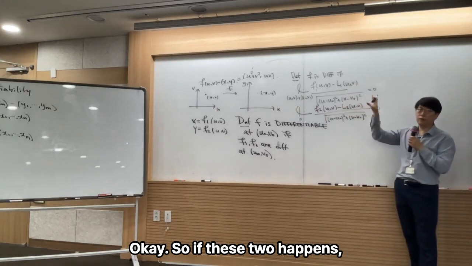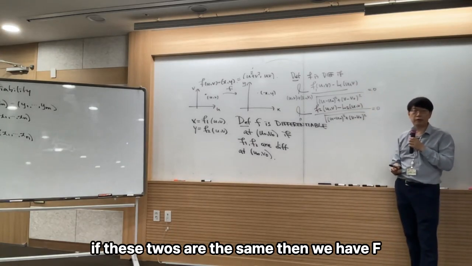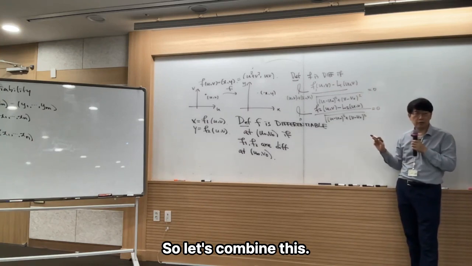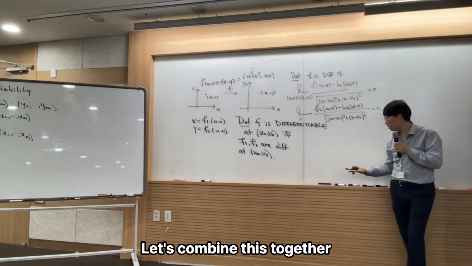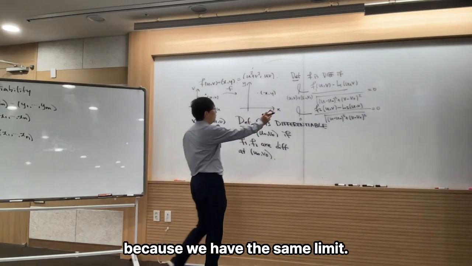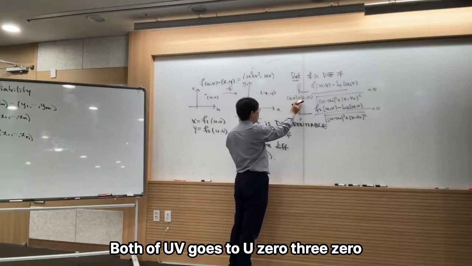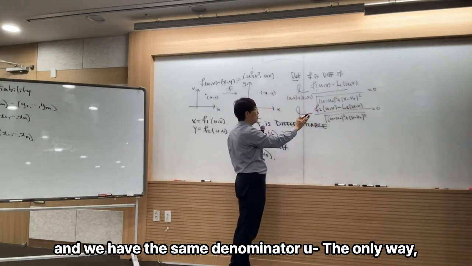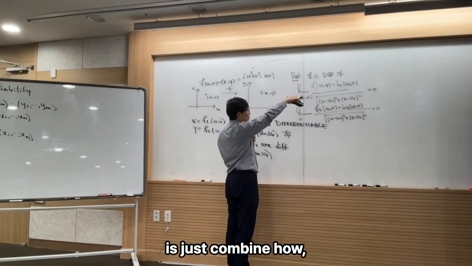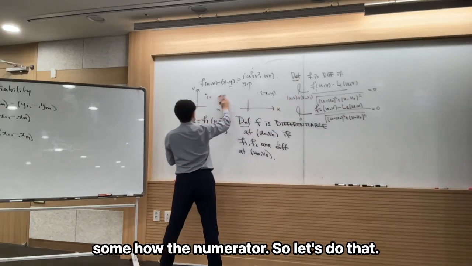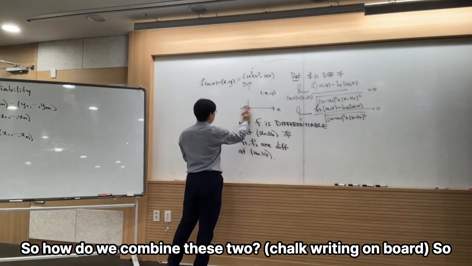So if these two are the same, then we say F is differentiable. So let's combine this together into one single equation, because we have the same limit, both (u,v) going to (u0,v0), and we have the same denominator. The only thing we need to do is combine the numerators somehow. So how do we combine these two?